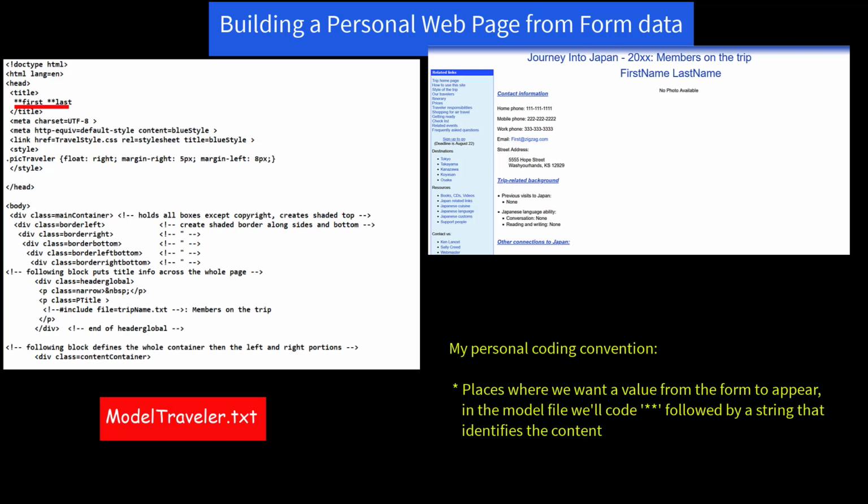So when our CGI processes the model file, wherever it finds the string *** first in the model file, it will replace that string with the value for first name gathered by the form. And whenever it finds the string *** last, it will replace that string with the value for last name from the form. So we end up with these starting lines.